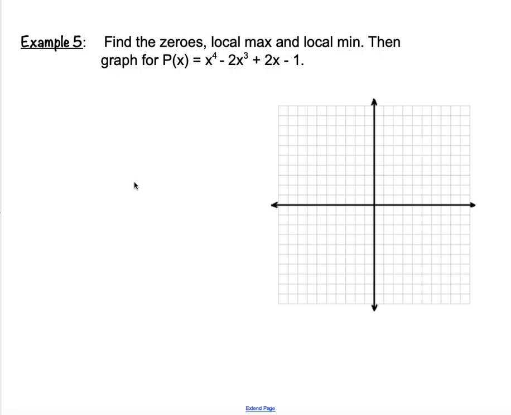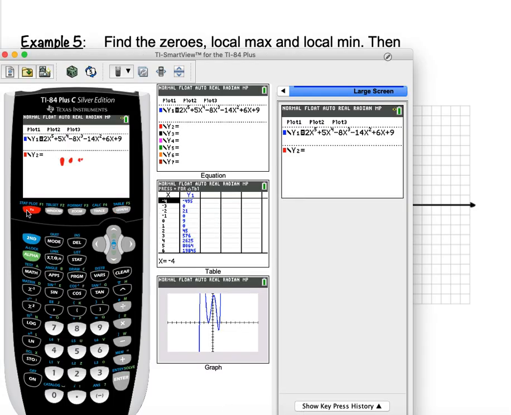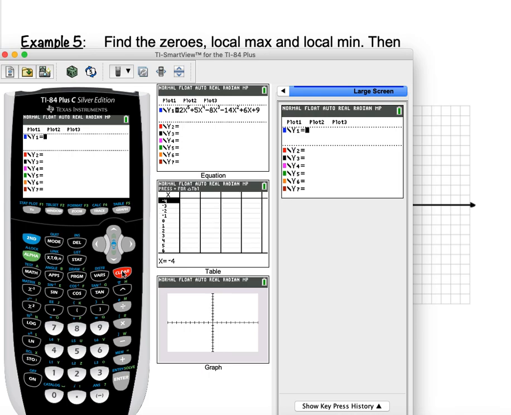Let's go on to example 5 here. It says find the zeros, the local max, and the local min, and then graph it. So our zeros there, let's find them. We could factor that if we wanted to, but I'm looking at that thinking, oh, that's not going to really factor. So I'm going to use my graphing calculator here to find our zeros. So let's do that.